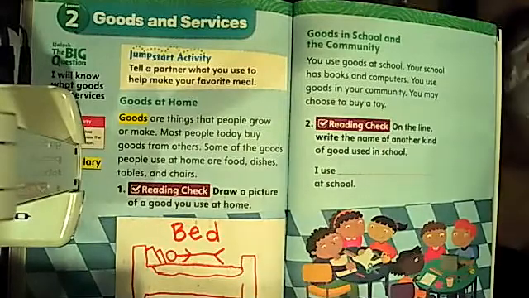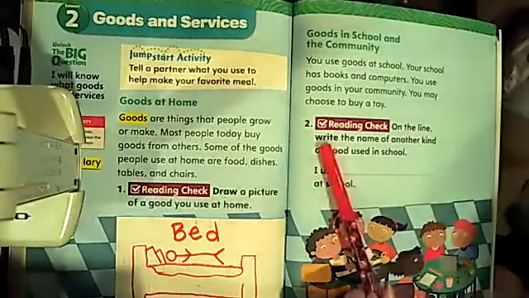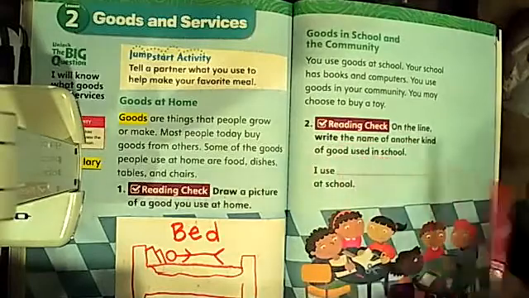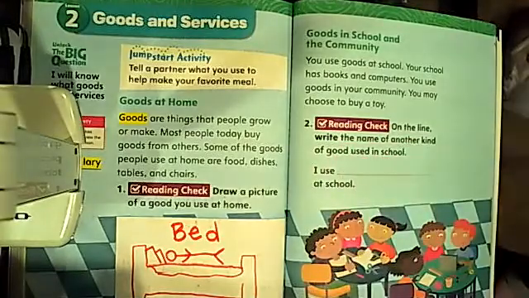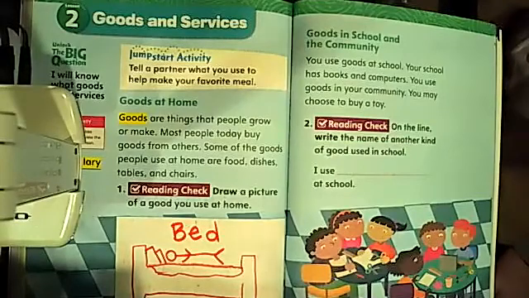Okay, our next reading check is here. Let's read it together. On the line, write the name of another kind of good used in school. Now, I know some of us aren't actually in the classroom, but if you can, think back to kindergarten. When you were in that classroom, what else did you use? And even in your virtual classroom now, what is something that we use?